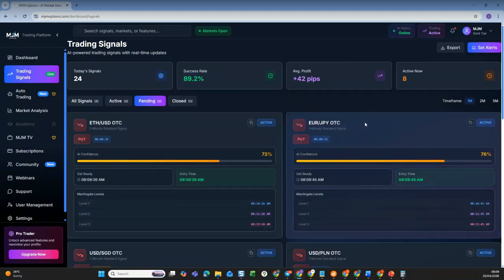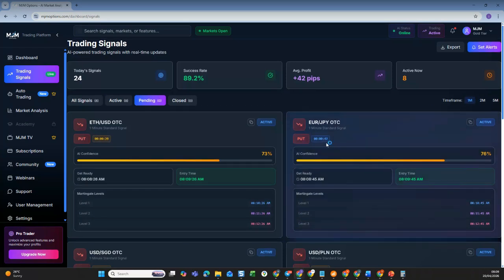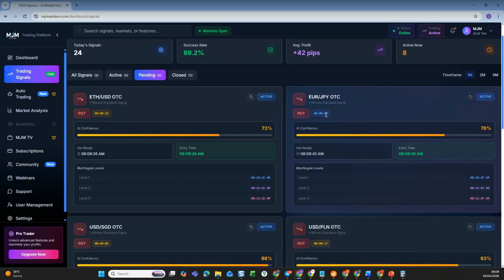Now, depending on the time frame you pick, if you pick 1 minute, you need to look at this timer. Is the timer more than the time frame there? Or is the timer counting down to the time frame that you are on?